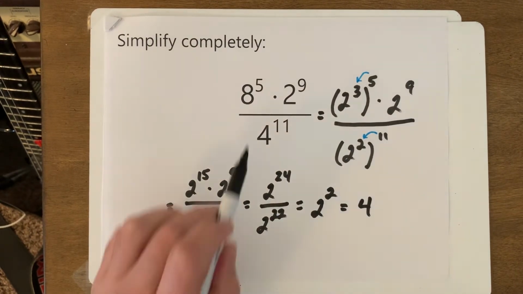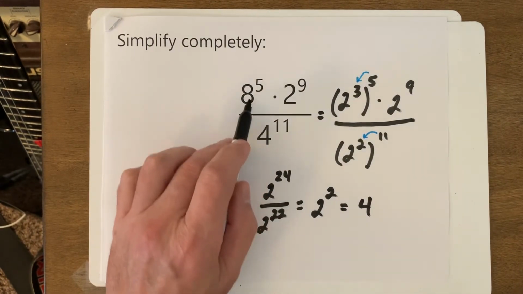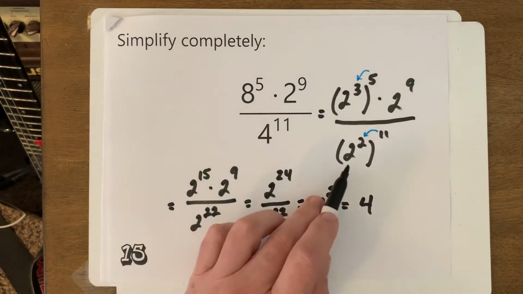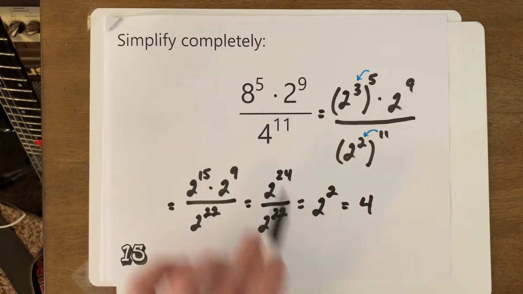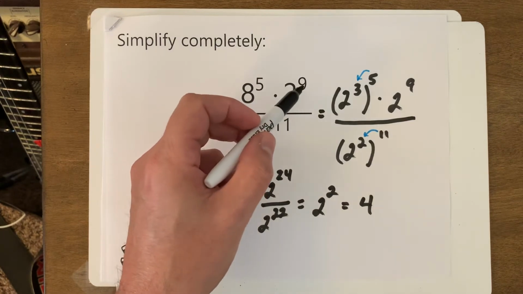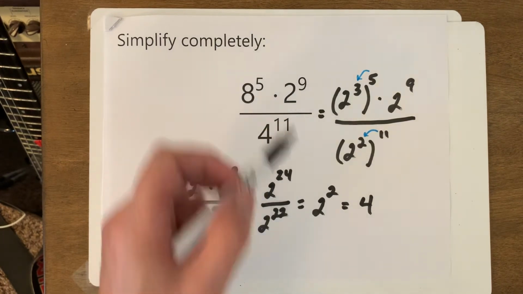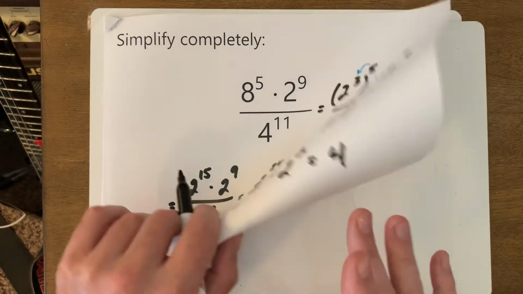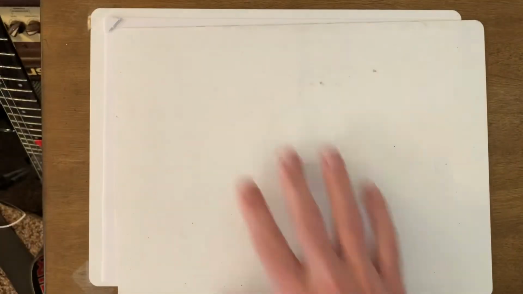But you couldn't do anything until you turn these bases into something that you could use with that 2 right there. And fortunately, we could do that. But if one of these was a 3, then you couldn't have done that. You would have had to have left it because there's no rule for that. Unless you had a common, the same exponent, which we don't. 8, 5, 9, and 11 are all different. All right, so let's take a look at this one.